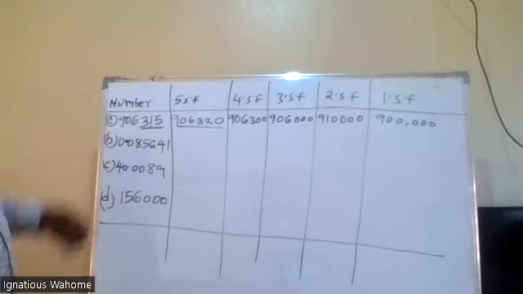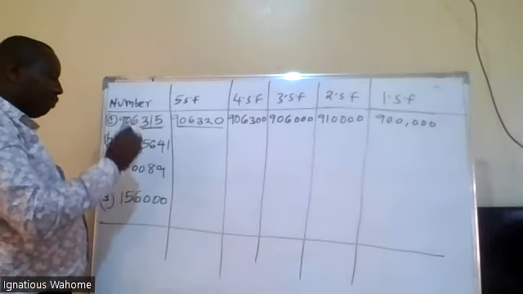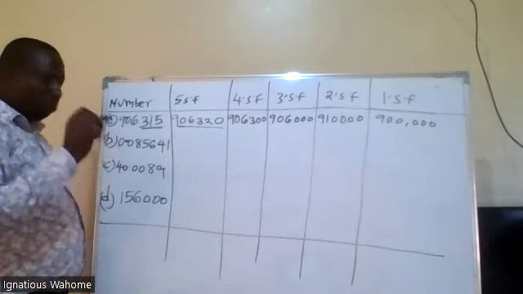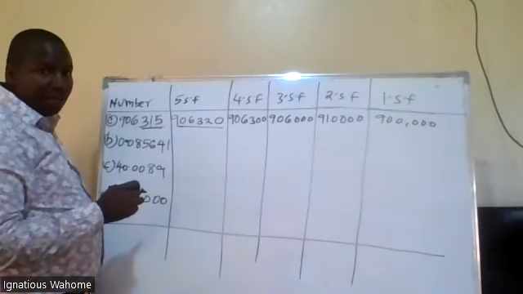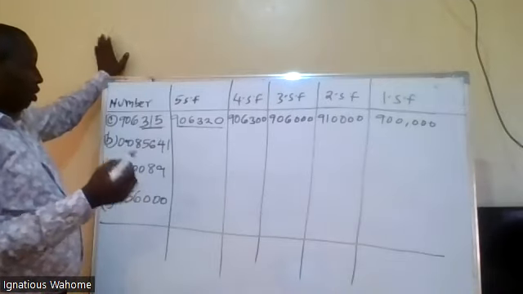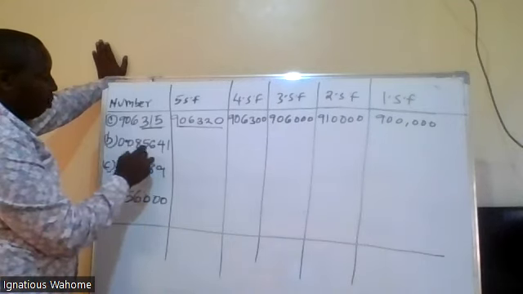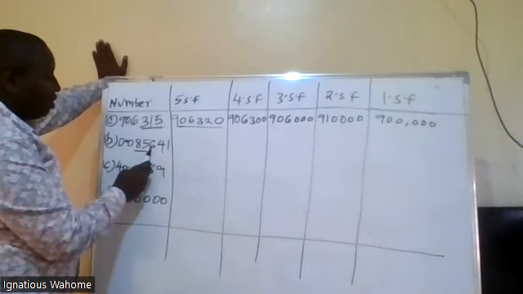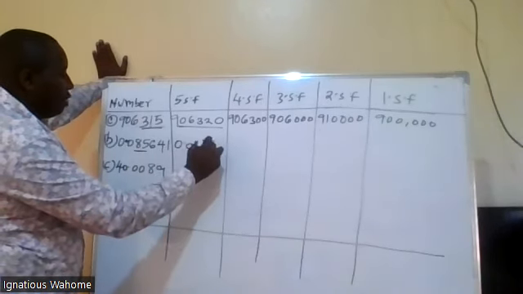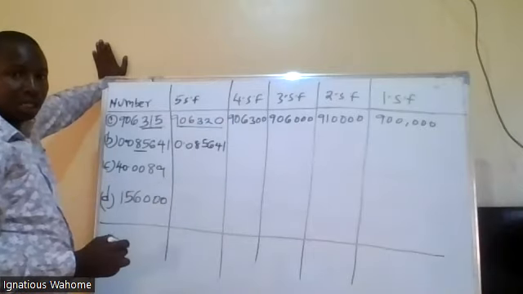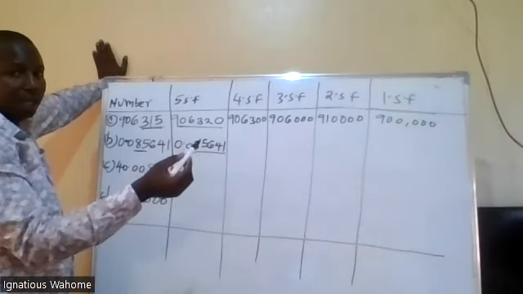Part B. 5 significant figures. So the number is 0.085641. When you want to find this one into 5 significant figures, starting from the first countable digit, it is from 8. 85641, 5 significant figures. So the number is 0.085641. All the digits.